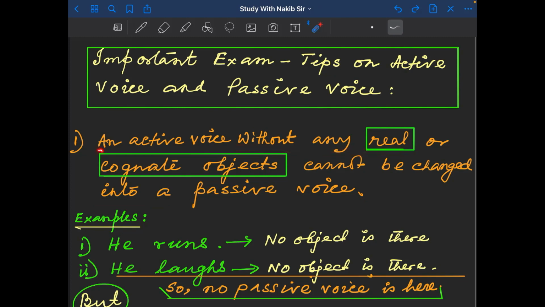That means an active voice must have an object, whether real object or cognate object. Then you can change that active voice into passive voice. Otherwise, you can't change that active voice into passive voice. Okay? So, an active voice without any real or cognate object cannot be changed into a passive voice.